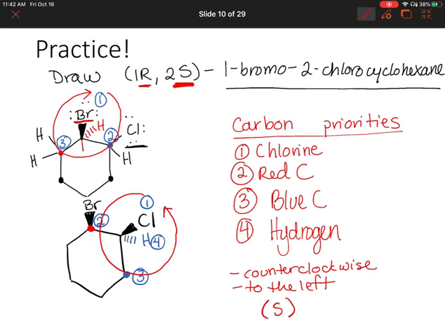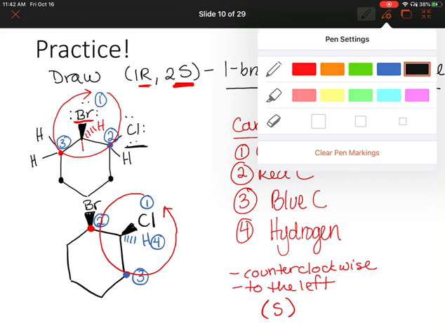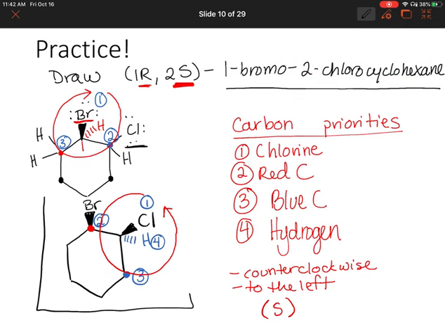All right, so hopefully that helped a little bit with seeing how we figure out when something is R, when something is S. All right, so this is our final drawing at the bottom. So again, bromine and chlorine are in wedge positions.